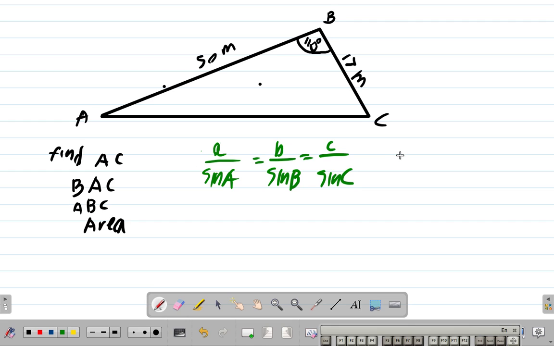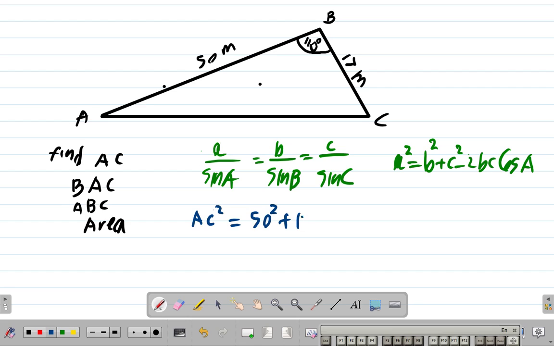What the cosine rule says is the side A squared equals the next side B squared plus the third side C squared minus 2BC cosine of angle A. Now, applying it to this, AC squared equals another side 50 squared plus the next side 17 squared minus 2 times 50 times 17 times cosine of the angle opposite to AC, which is 110. So we can use the cosine rule.